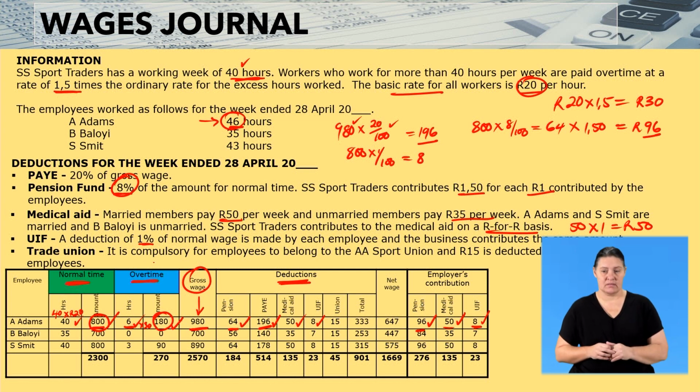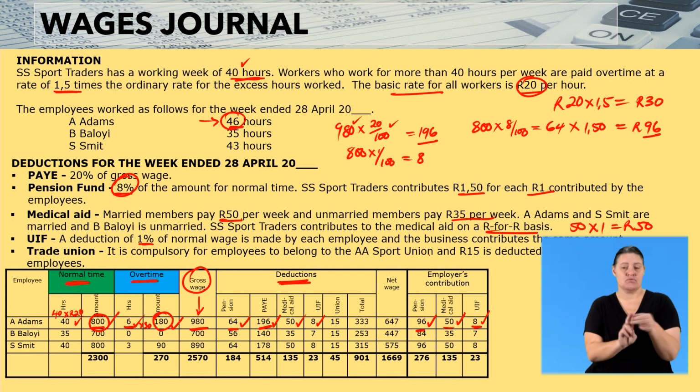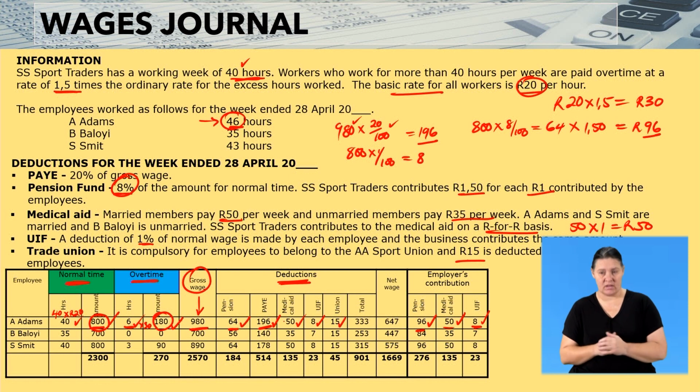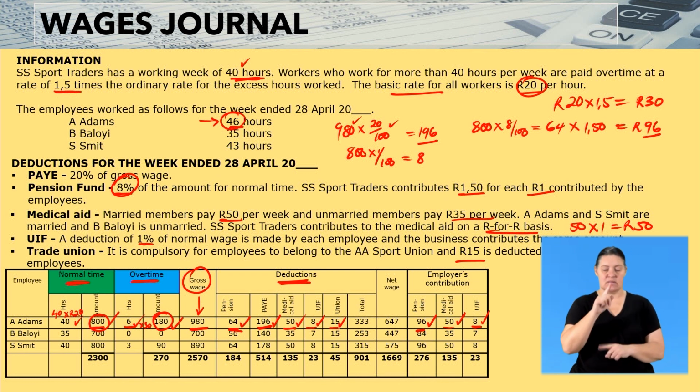Then lastly, trade union. It is compulsory for employees to belong to AA Sport Union and 15 rand is deducted. There is the 15 rand. So I'll add all my deductions now, which is my 64 plus 196 plus 50 plus 8 rand plus 15. That will give me a total of 333.